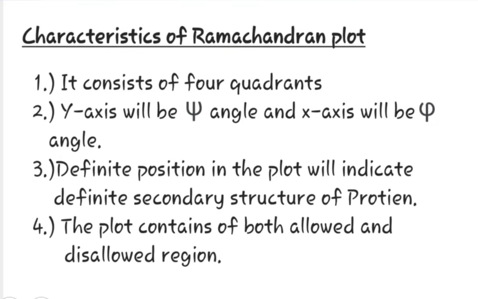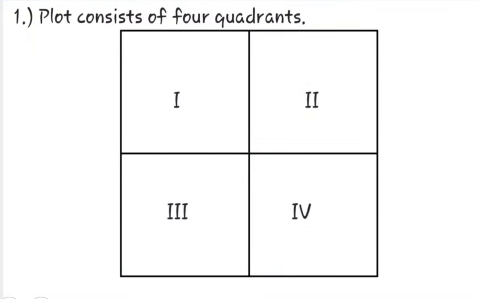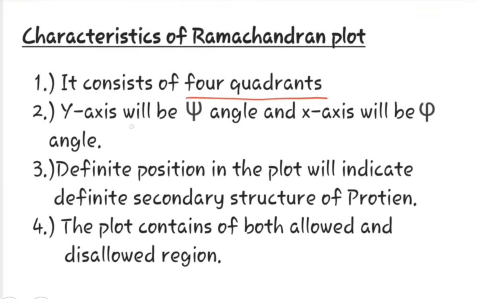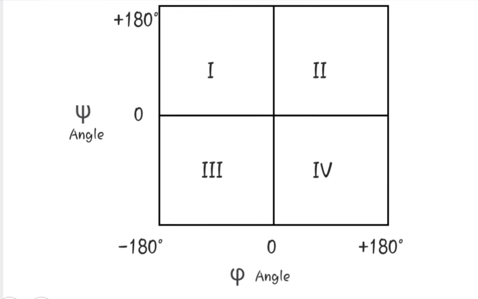So now, let us study about characteristics of Ramachandran plot. First, it contains 4 quadrants. So the Ramachandran plot is divided into 4 quadrants: first quadrant, second quadrant, third quadrant and fourth quadrant. Then second, y-axis will be psi angle and x-axis will be phi angle. So in the Ramachandran plot, this is psi angle on y-axis and phi angle on x-axis. The angles range from plus 180 degree to minus 180 degree on both the axes.